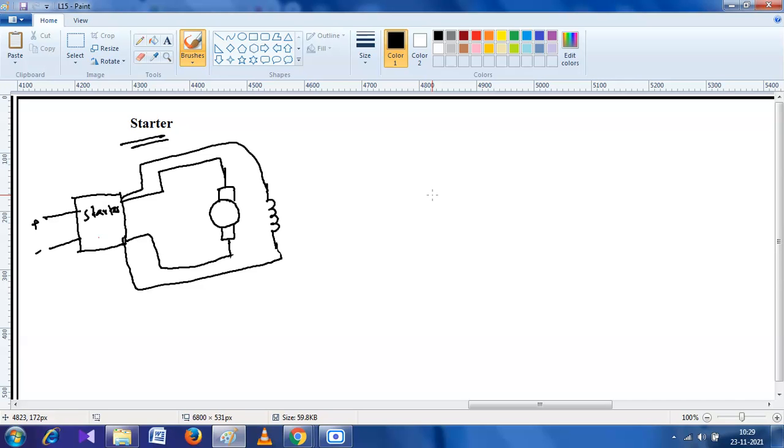With the help of the device we start a DC motor, it's called starter. So first the question arises, why do we need a starter?